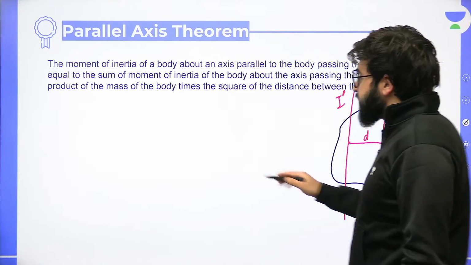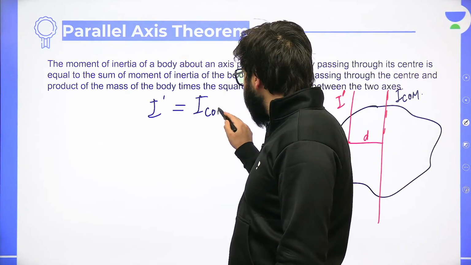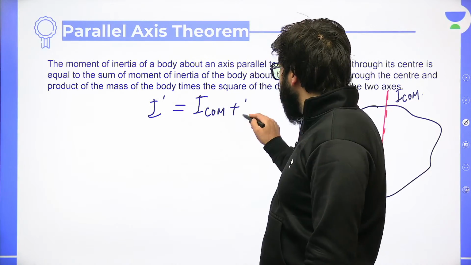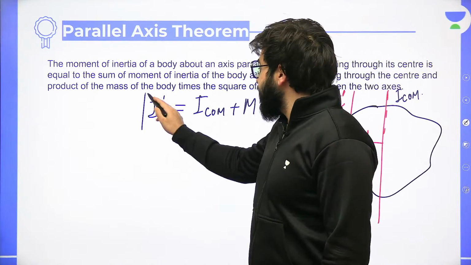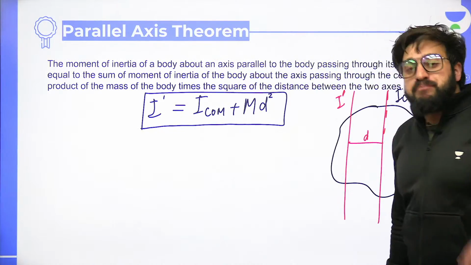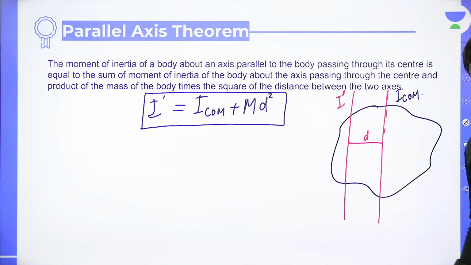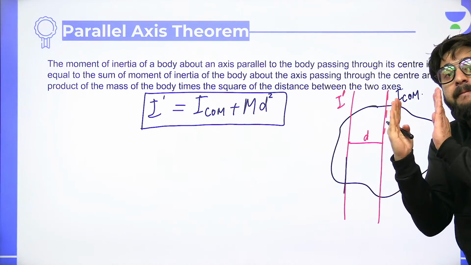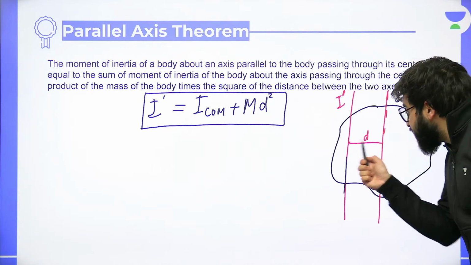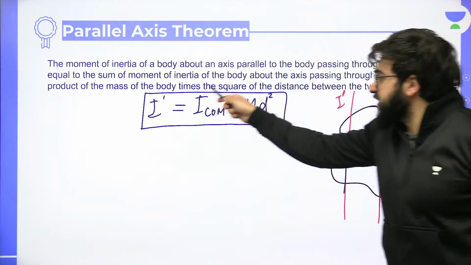We say the moment of inertia about this axis, I dash, is nothing but the moment of inertia about the center of mass plus m, the mass of this body, multiplied by d square, the square of this perpendicular distance. So this is what we call the parallel axis theorem. This theorem says that if you know the moment of inertia about an axis passing through its center of mass, and you are supposed to find the moment of inertia about an axis parallel to it, and the perpendicular distance between the two, this d, is given, you can easily find it.